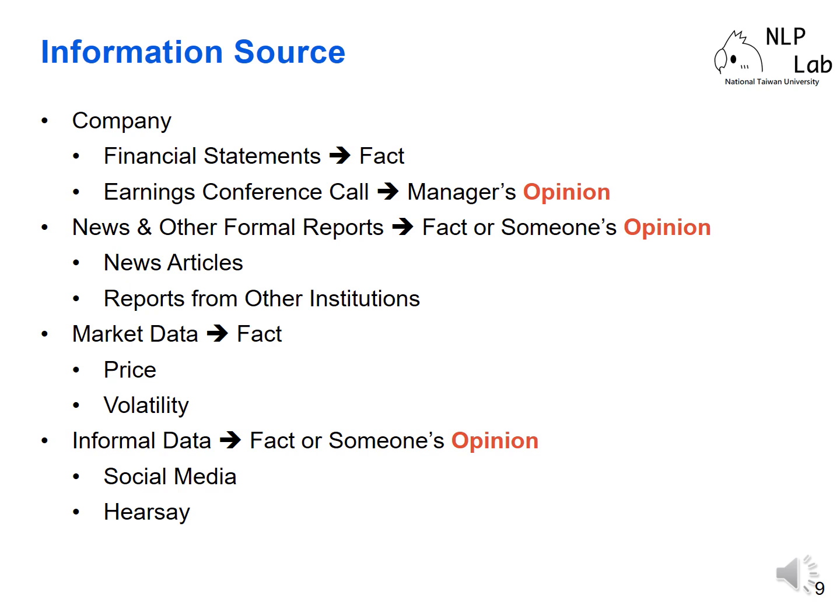Here, we can separate the sources into 4 categories. Financial statements and earnings calls can be considered as information from the company. They may collect information from news or other formal reports. Besides, market data is considered as an important fact for those using technical analysis. There is also some informal data, such as social media and some hearsay. In academia, many works use market data directly and try to construct models to predict the stock movement.